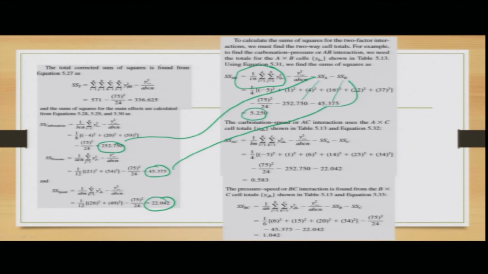Similarly, I follow the concept and do the calculation for SSAC. The value comes out to be 0.583. I have to read the decimal because it is a decimal case here. For the value of SSBC, it comes out to be 1.042.